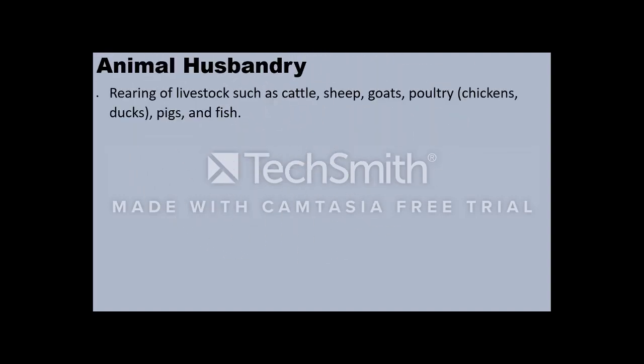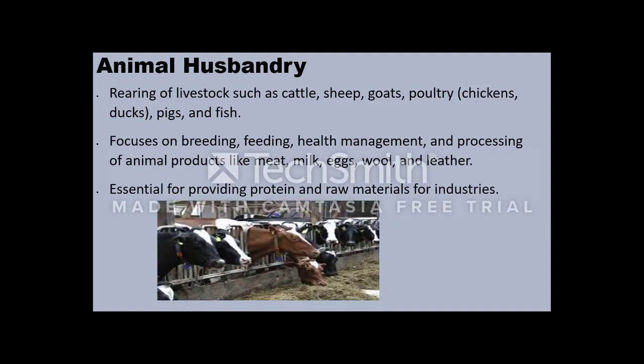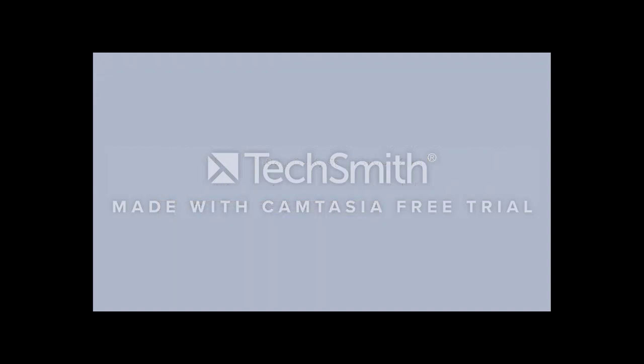And animal husbandry, of course, for the animal scientist, talks about rearing of livestock such as cattle, sheep, goats, poultry, dogs, pigs, and fish. And the main focus here is on breeding or multiplication, feeding, health management, processing of animal products like meat, milk, eggs, wool, and leather. We all know that animals are an essential and major source of protein. So they provide protein as well as raw materials for industry like your leather.